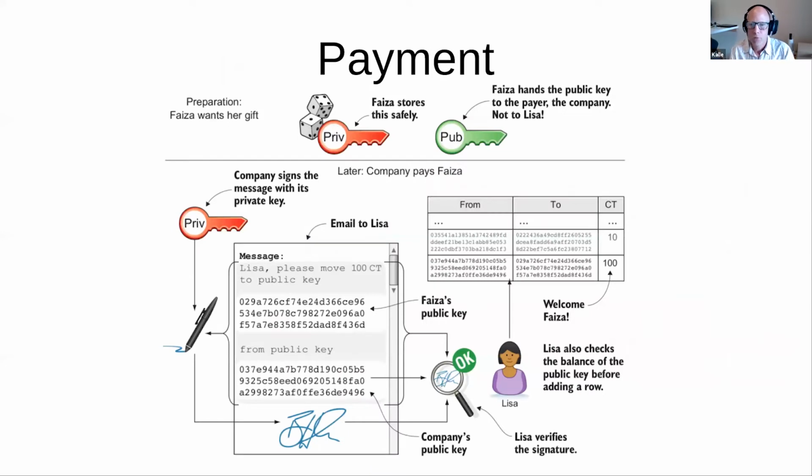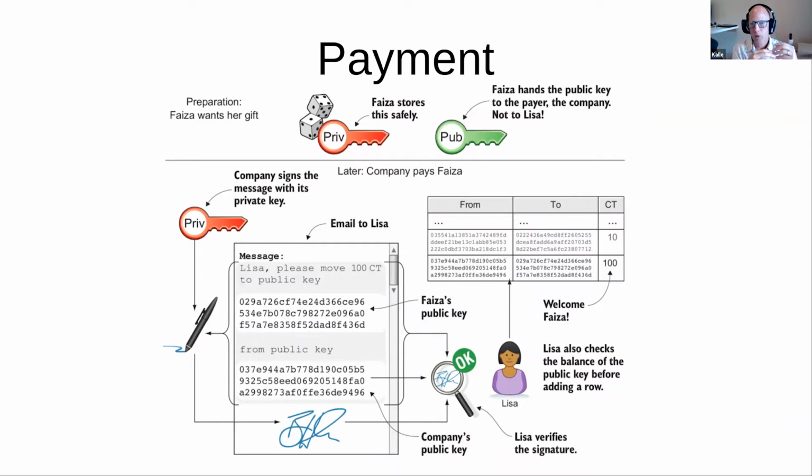And a typical payment would from now on look like this, just as before. Suppose that the company wants to pay 100 cookie tokens to Faisa. Faisa is a new employee. She hasn't used this cookie token spreadsheet yet. So Faisa is new, and she wants to receive a welcome gift from the company of 100 cookie tokens.